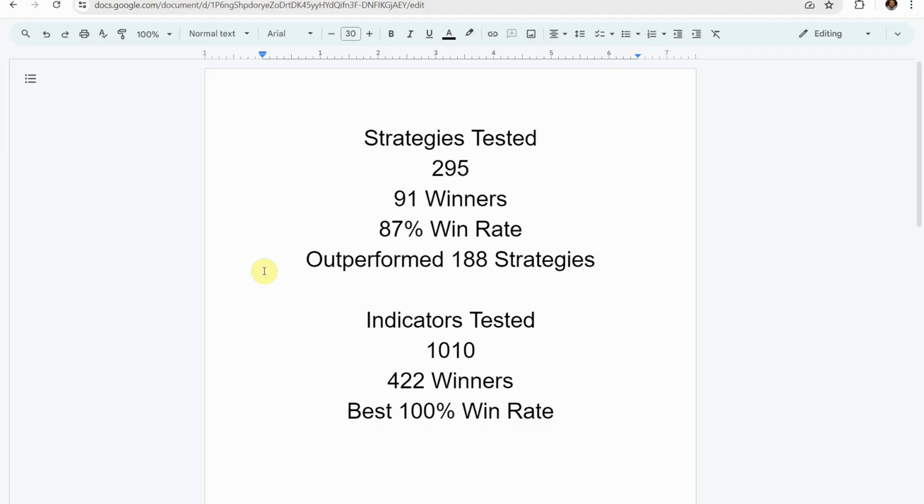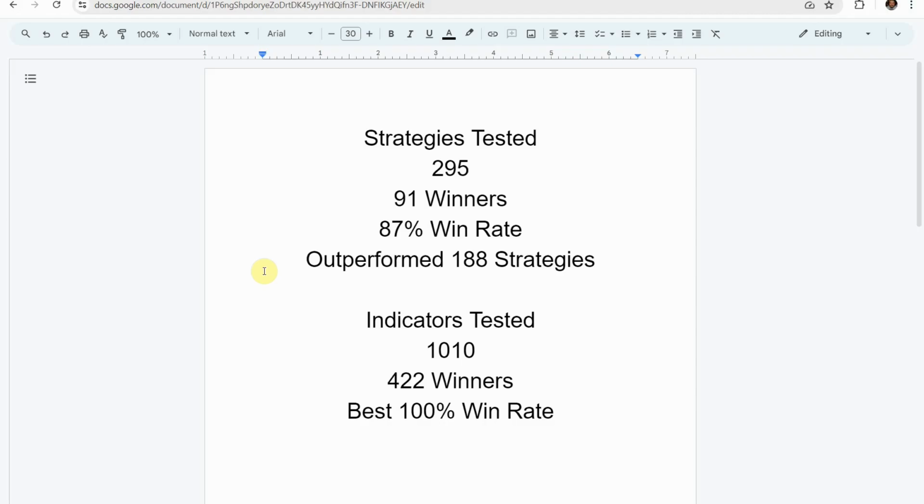Alright, as I said, today we will be testing a 5-minute scalping strategy. Before we do though, I wanted to put the testing scoreboard up for everyone to see. So to date, we have tested a total of 295 different strategies, with 91 of them being winners.